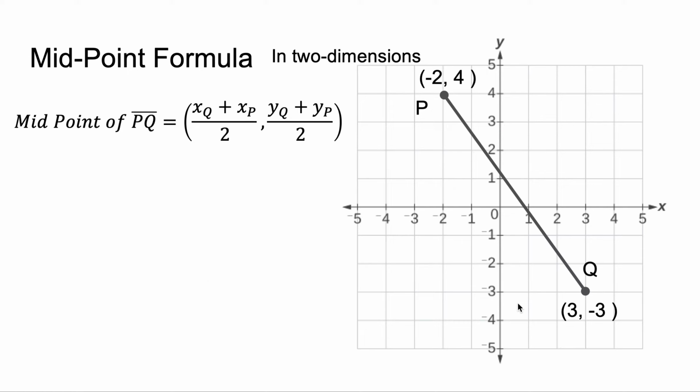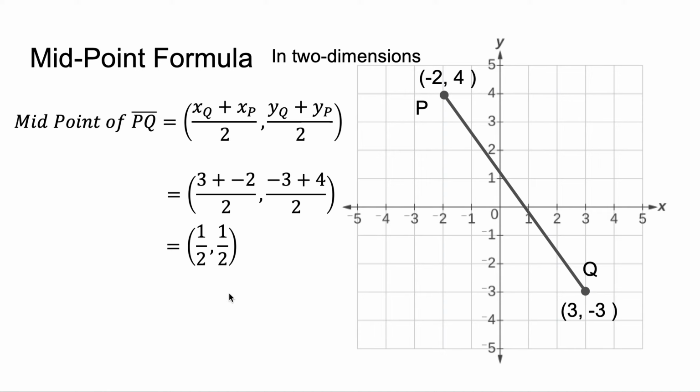Okay, here's another one. Same again, put in your x values, put in your y values, simplify. And I would leave it in fractions, half, but if you're a real decimal person, put it 0.5, 0.5, plot it up, make sure it looks good, make sure it's correct, and you're good. Okay, so that's the midpoint formula.